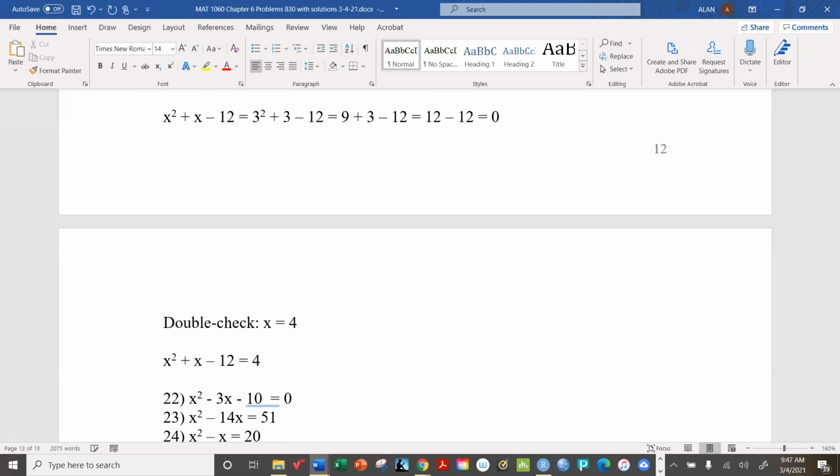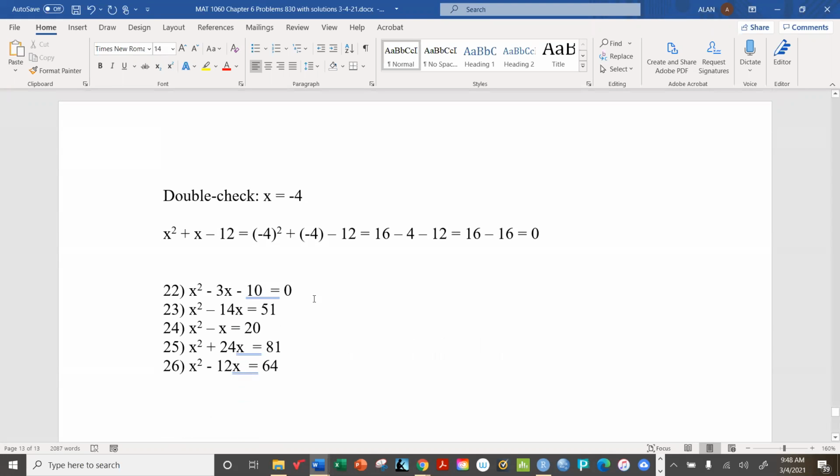All right, now -4 squared plus -4 minus 12 equals 16 minus 4 minus 12. 16 minus 16 equals 0. Perfect. All right, so that confirms that one.